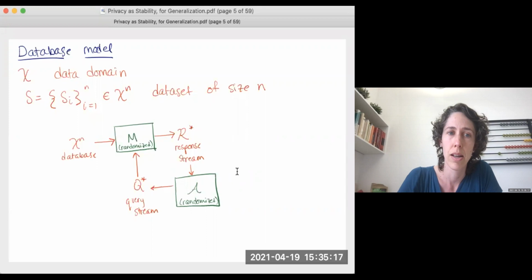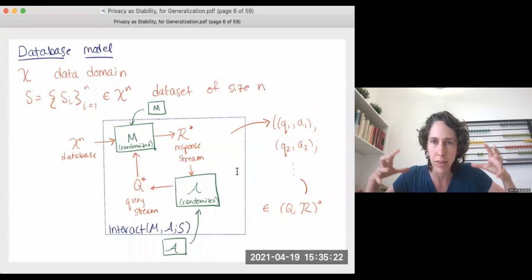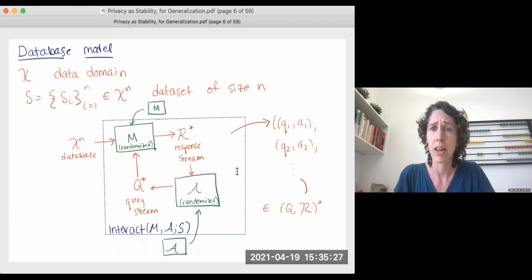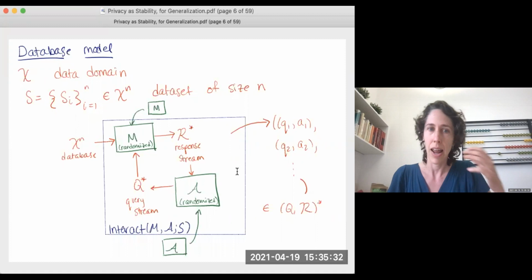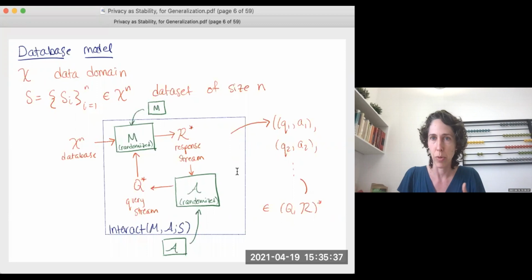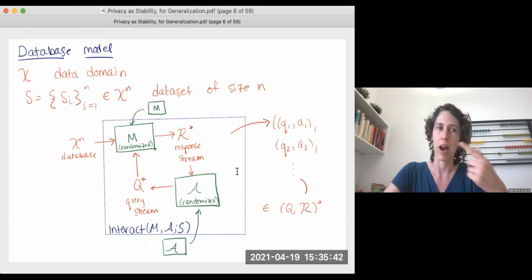And for convenience, you can think about surrounding this interaction with a little dotted box and calling that the interact function. So you can think of the interaction as taking in a data set, a mechanism, and an analyst, and running the interaction. And what it generates is a sequence of query, answer, query, answer, query, answer that are produced by this interaction between the mechanism and the analyst. Okay? And we want to be able to say some things about this interaction.